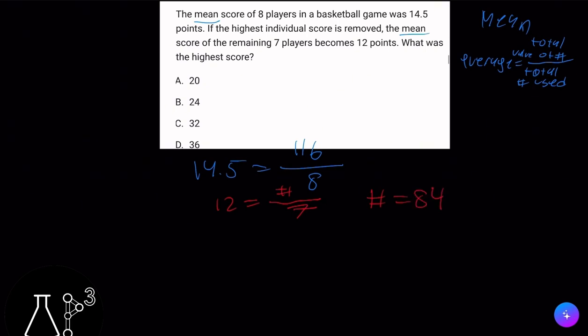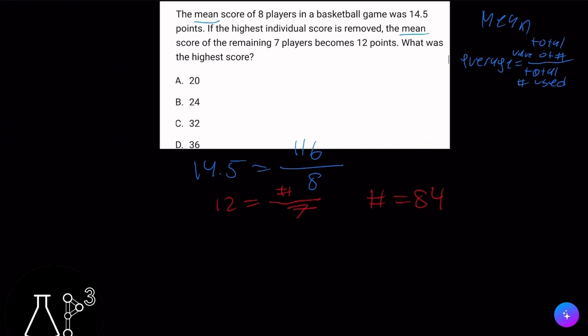As we can see that when there's 8 basketball players, the total number is 116. Because I removed one individual, I have to subtract 116 minus 84 to see our highest score removed. Because with 7 players remaining, the score obviously decreased, as it says here.